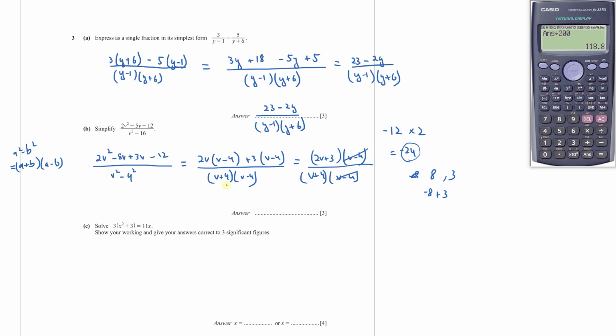So v minus 4 and v minus 4 can cancel out, and I get 2v plus 3 over v plus 4.